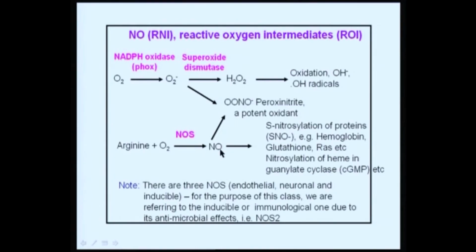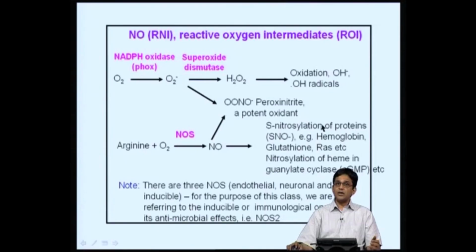But nitric oxide on its own has a lot of roles too. The main one that was initially shown was activation of guanylate cyclase, resulting in the production of cyclic GMP, and this cyclic GMP will have its own roles. The activation of guanylate cyclase is because of nitrosylation of heme, which is present in the active site of this particular enzyme. The other way by which nitric oxide functions is by S-nitrosylation of proteins. So, SNO, which is a cysteine, and then SNO. So, that is how it nitrosylates different proteins, for example, hemoglobin, glutathione, RAS signaling proteins, so on and so forth.